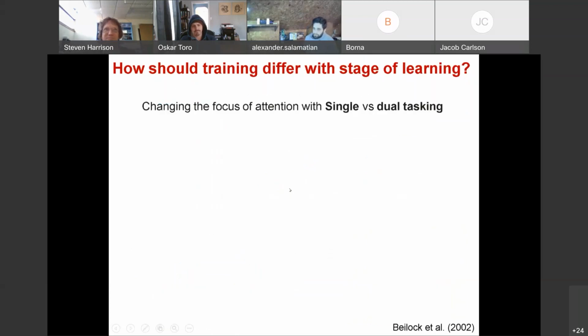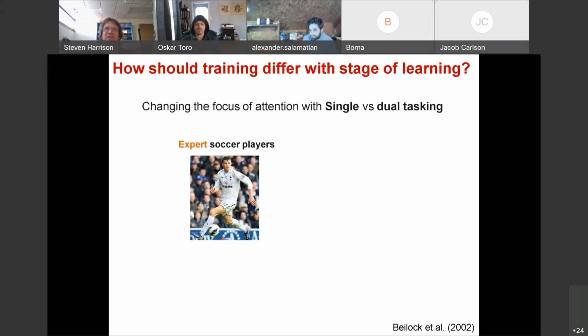Okay, so here's the second part to what we're learning here on the same topic. Here we're going to be thinking about a particular way of changing the focus of attention by manipulating whether we've got a single versus dual task. So these are the results that explicitly connect with the Huxhold study.